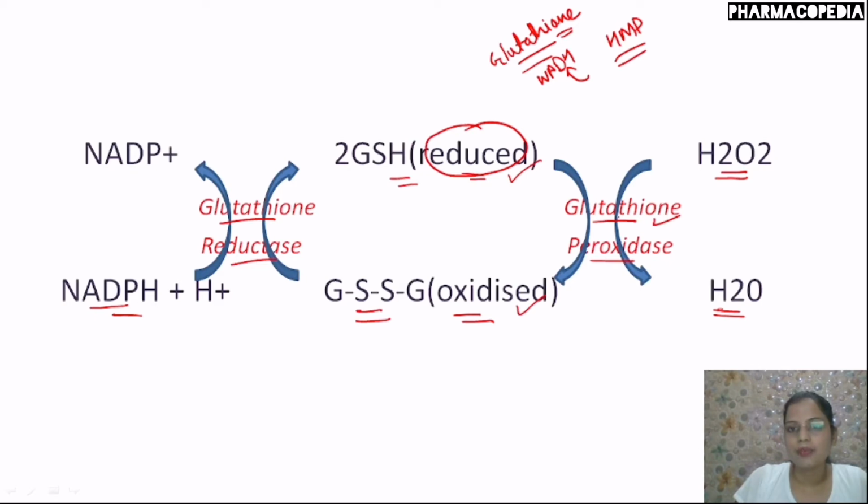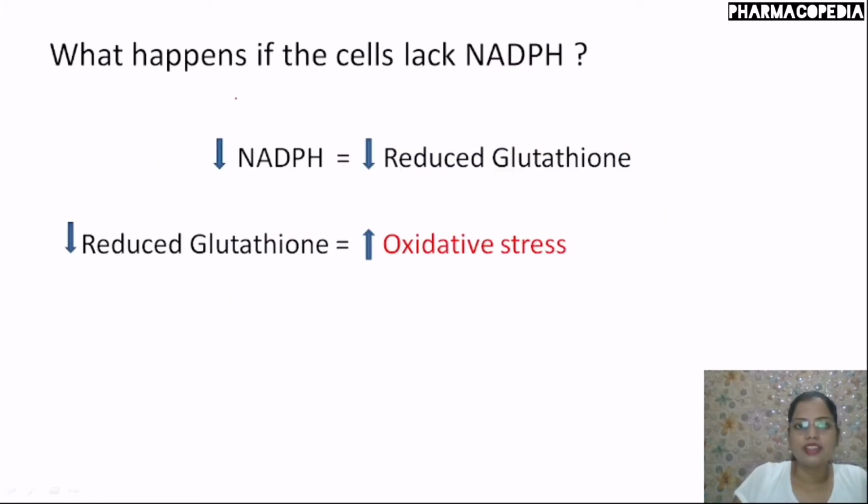Then in the presence of the enzyme glutathione peroxidase, it itself gets oxidized. Okay, I told you that this process is interconvertible and reversible. Okay, reduced to oxidized, oxidized to reduced. Glutathione peroxidase meanwhile causes the detoxification of H2O2 to H2O. So this was all about the glutathione pathway. I hope that each and every point is clear to you guys. Moving ahead to the question that says, what happens if the cells lack NADPH?